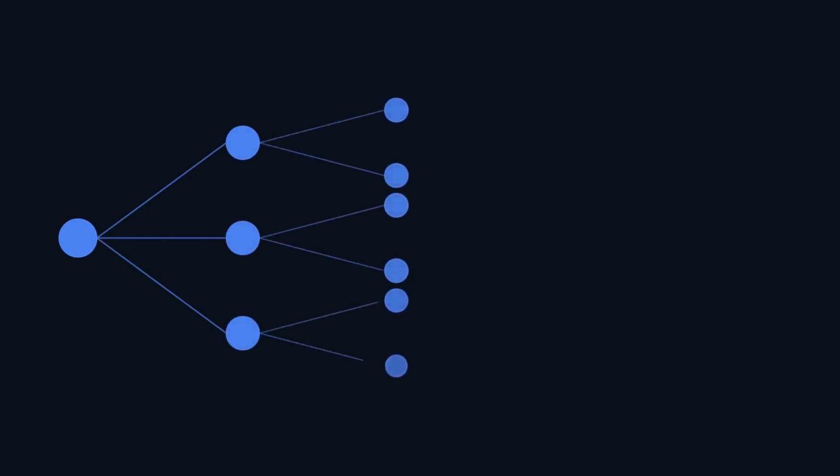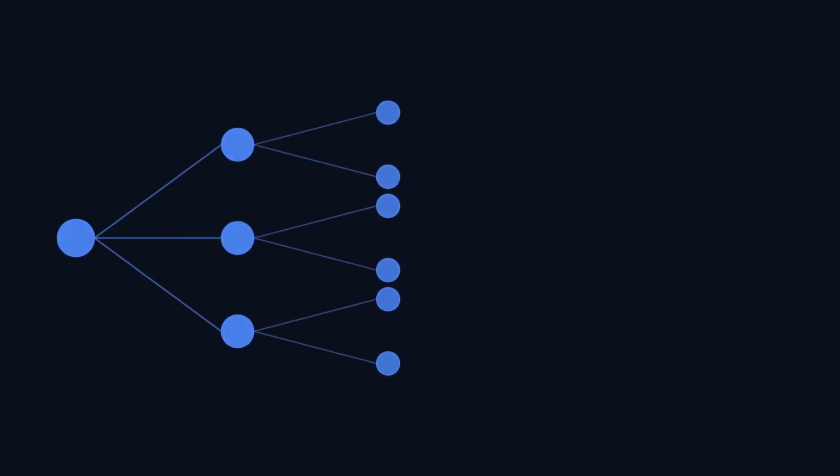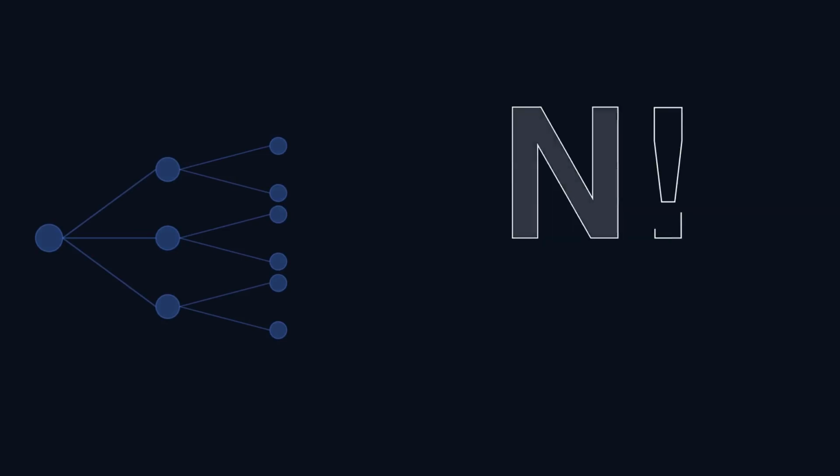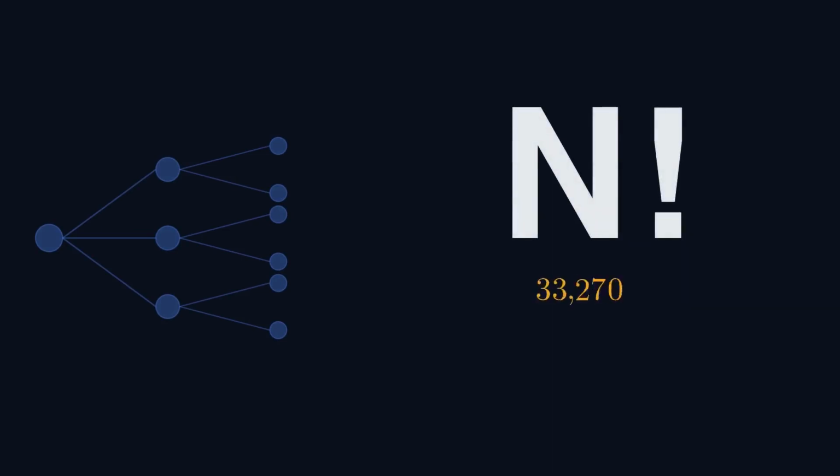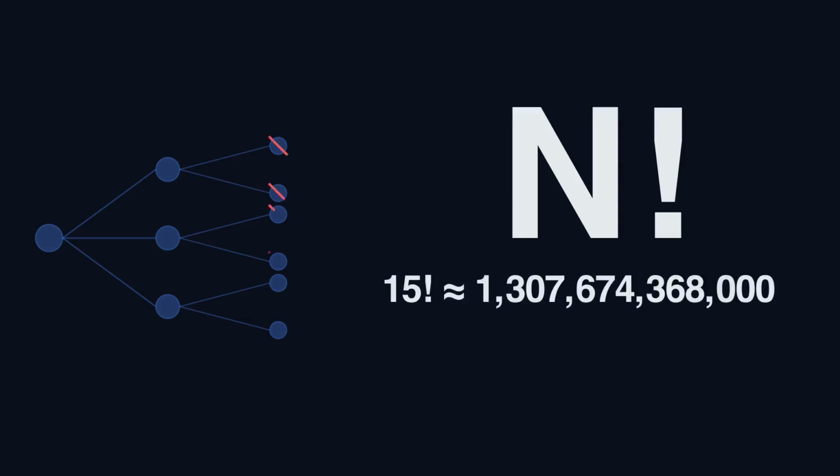So why not just try everything? The brute force approach lists every possible ordering of cities. For n cities, that's n factorial routes. This is fine for a handful of stops, but n factorial explodes. At just 15 cities, you're already past a trillion permutations, far too many to check one by one.